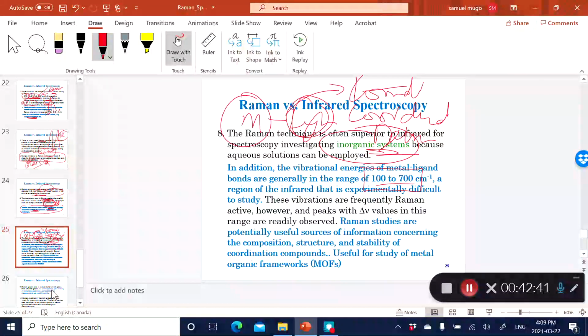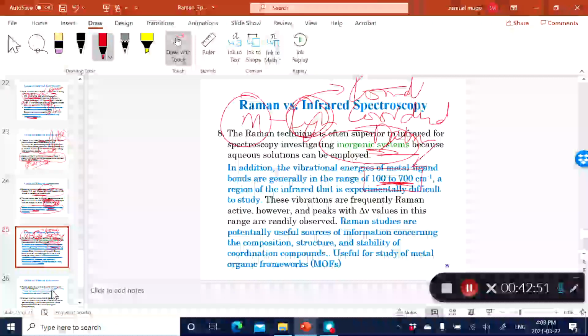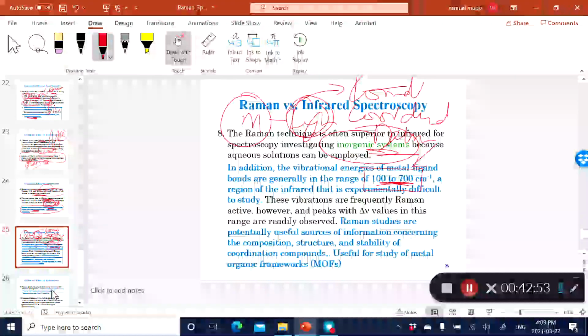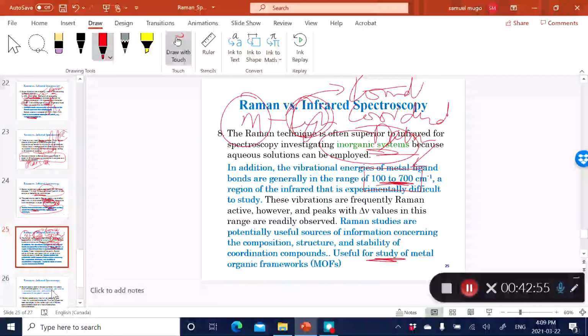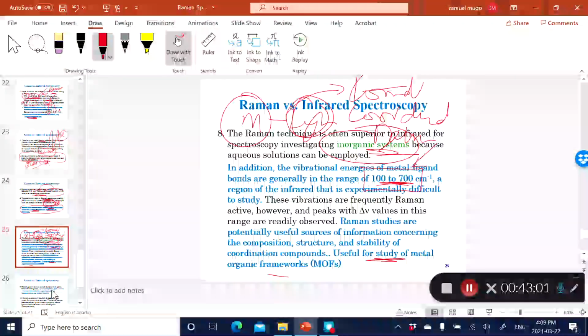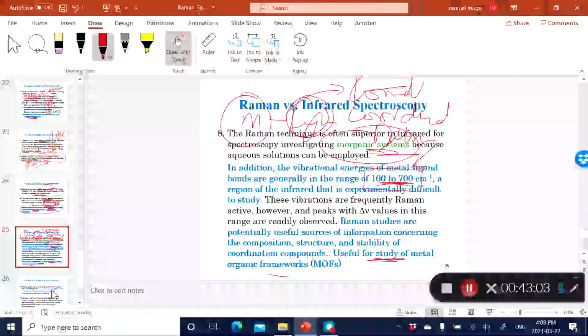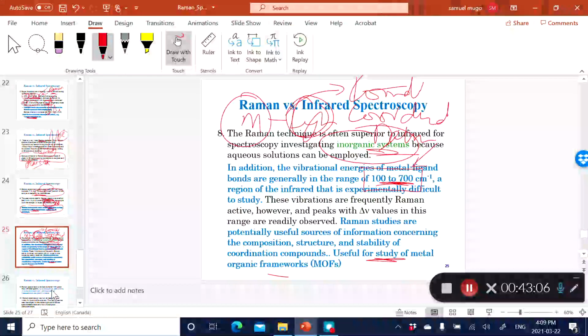And this is a very busy region for the IR. It's not useful analytically for the IR, but it's very useful for the Raman. And as such, you can do the analysis of inorganic systems, such as the so-called metal-organic frameworks, which is becoming a very big area of study. For example, things like chlorophyll, you've got a metal center, which is iron, and so on.